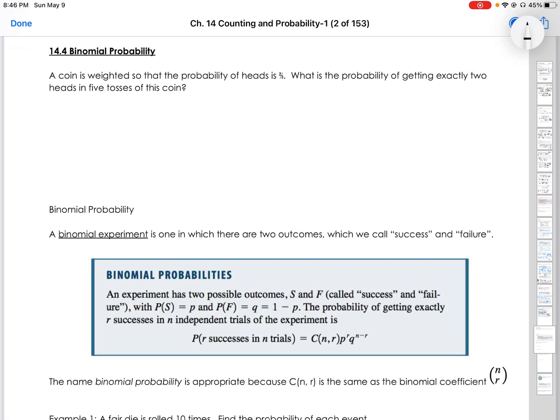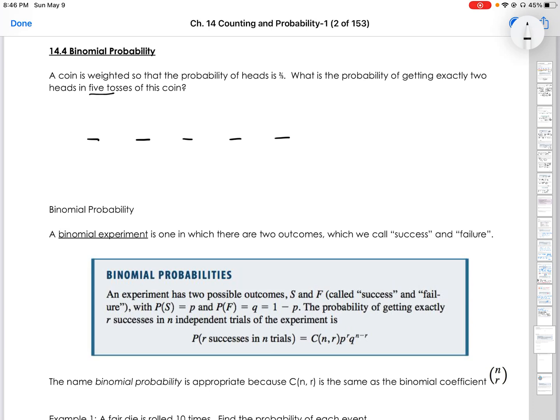14.4 binomial probability. A coin is weighted so that the probability of getting heads is 2/3, so it's like a trick coin. What is the probability of getting exactly 2 heads in 5 tosses with this coin? All right, so what we can do here is think, okay, we're going to toss this 5 times, so we need 5 different numbers here, 1, 2, 3, 4, 5. The probability of getting heads exactly 2 times.